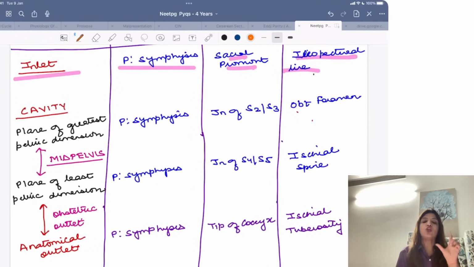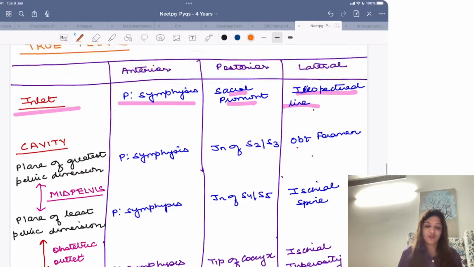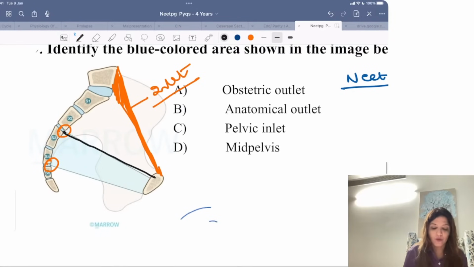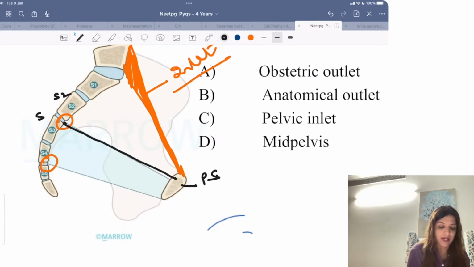Now in the cavity there are two types of planes. One is the plane of greatest pelvic dimension and one is the plane of least pelvic dimension. Plane of greatest pelvic dimensions: anteriorly you have pubic symphysis, posteriorly you have junction of S2, S3. Right? And laterally you have the obturator foramen. So this means this line which they have shown you over here, which is anteriorly pubic symphysis, posteriorly junction of S2, S3. This is S2, this is S3. This is the plane of greatest pelvic dimensions.